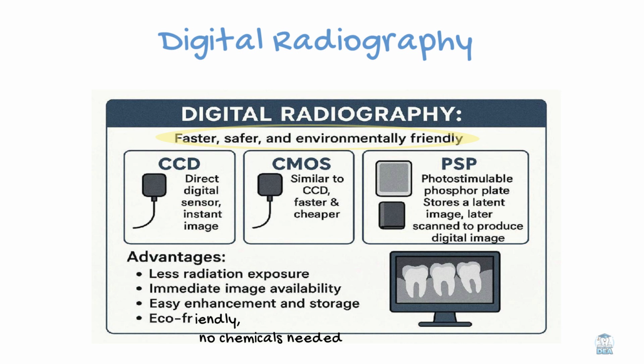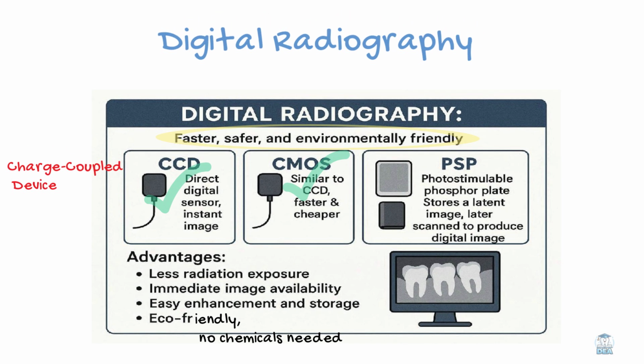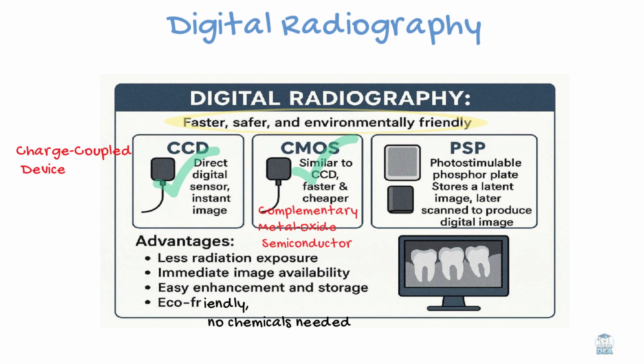There are three main types: CCD, charged coupled device, direct digital sensor, instant image; CMOS, complementary metal oxide semiconductor, similar to CCD, faster and cheaper; PSP, photostimulable phosphor plate, stores a latent image later scanned to produce the digital image.